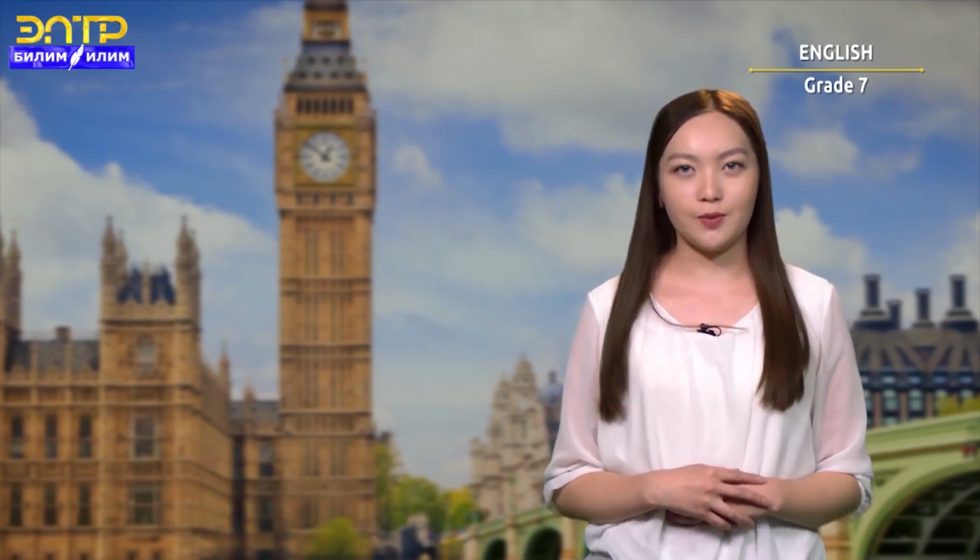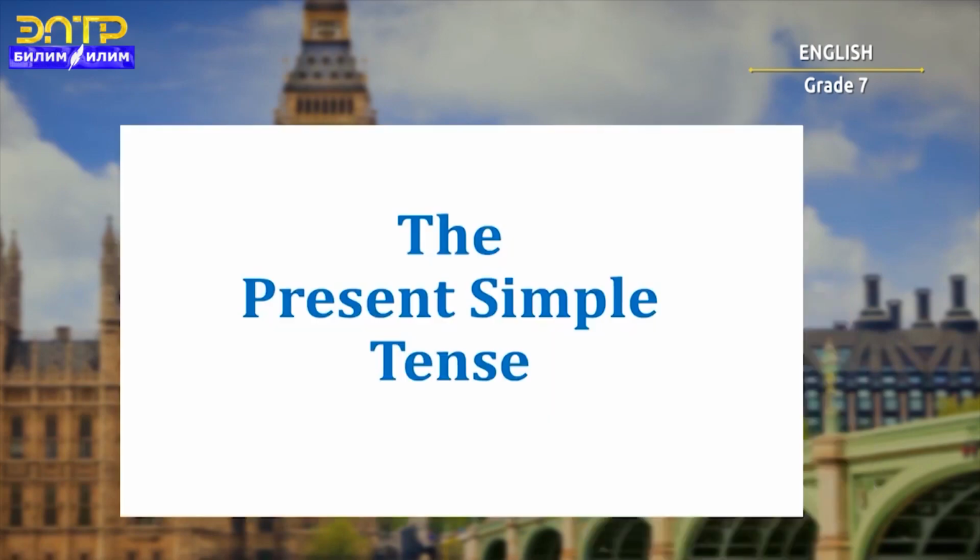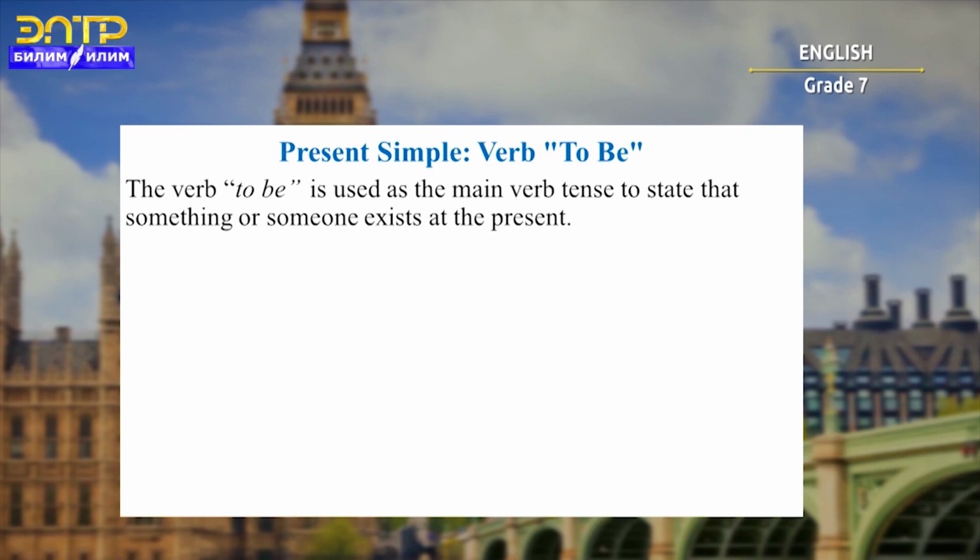Today, we are going to talk about the present simple tense. We are going to consider its form and its use. The present simple tense. Firstly, let's consider the verb to be in present simple. The verb to be is used as the main verb tense to state that something or someone exists at the present.